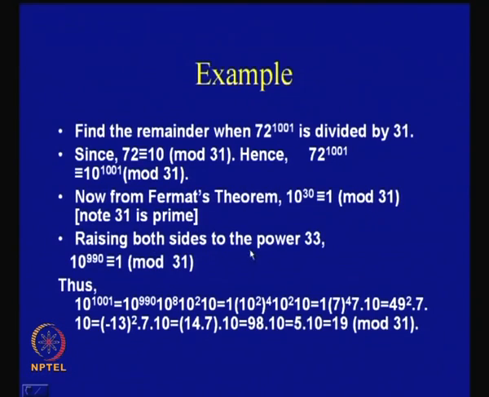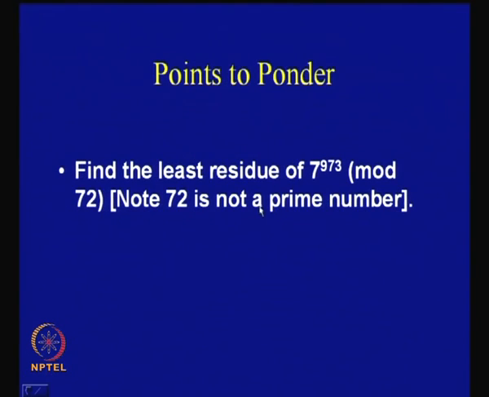Therefore, raising both sides to the power 33, 10 to the power of 990 is congruent to 1 modulo 31. Then 10 to the power of 1001 is 10 to the power of 990, the nearest such number, times the remaining small numbers, which you can reduce quite easily and apply the previous results. Then you can see that this works out to 19 modulo 31. Similarly, you can work out the next example.